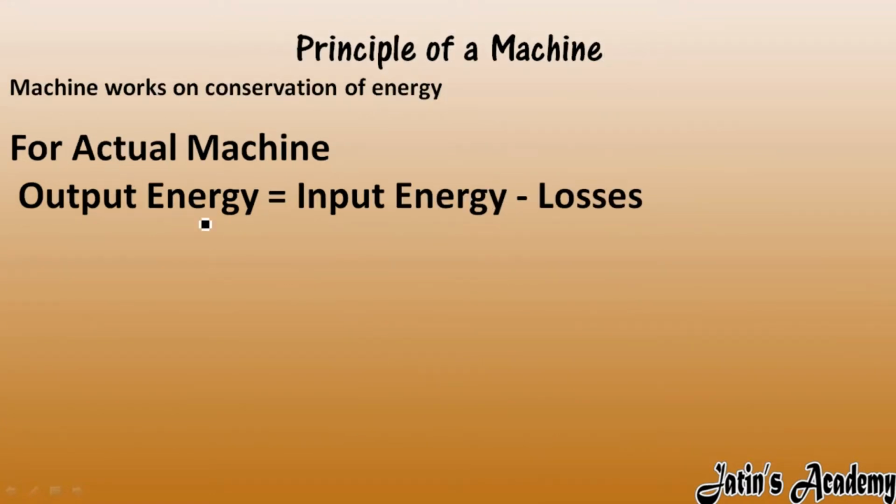For an actual machine, output energy is equal to input energy minus some losses. So what are these losses? One by one we will see. For example, if you have given 100 joules of energy and 20 joules of energy is wasted, then at the load point we are getting only 80 joules of energy. So this is basically a loss of energy. What are those losses? One by one we will see.